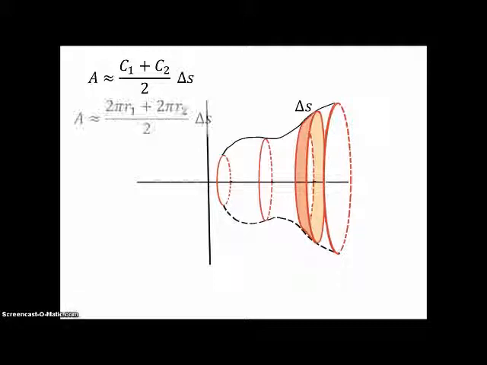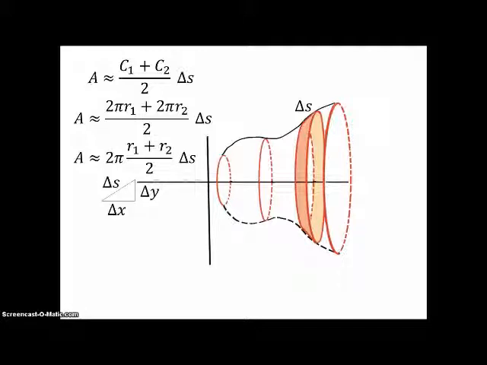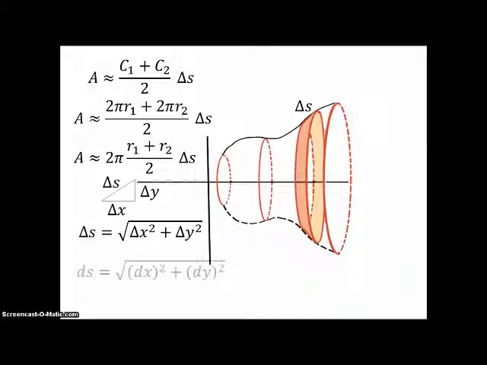And so we can rewrite each circumference as 2 pi r1 and 2 pi r2, and then factor out the 2 pi. Now delta s can be written in terms of delta y and delta x using the Pythagorean theorem. So delta s is the square root of delta x squared plus delta y squared, which means the instantaneous change ds is the square root of the instantaneous change dx squared plus dy squared.